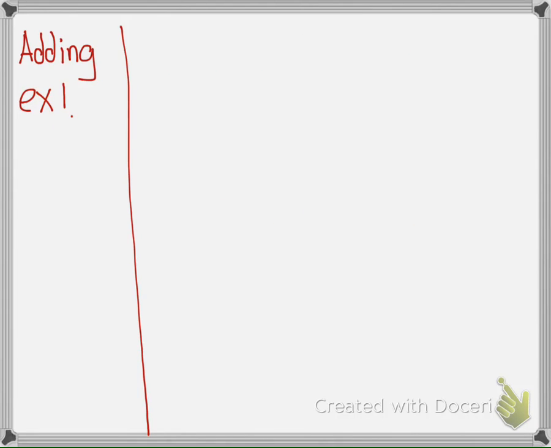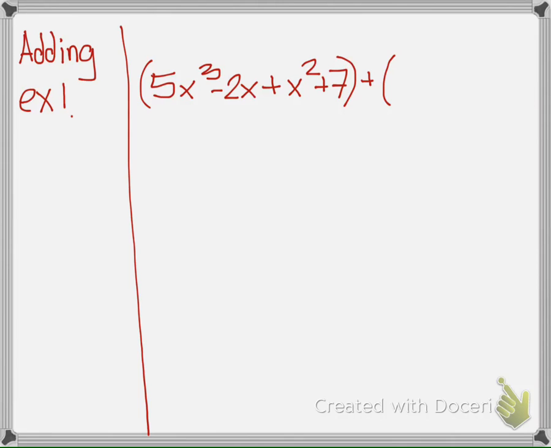We're going to go ahead and do some adding. This is example number 1. Go ahead and copy down the problem and hit pause to try to solve it on your own. The problem here is 5x to the third minus 2x plus x squared plus 7. There's 4 terms in that polynomial, and 3x squared plus 7 minus 4x. There's 3 terms in that polynomial. We call that a trinomial. So again, go ahead and pause here to solve, try it on your own, and then hit play to see the answer.